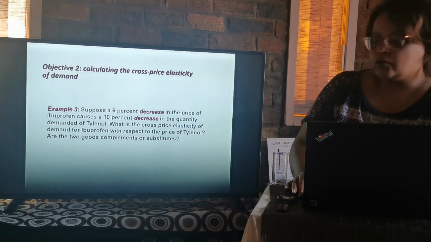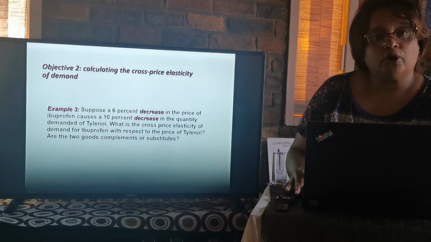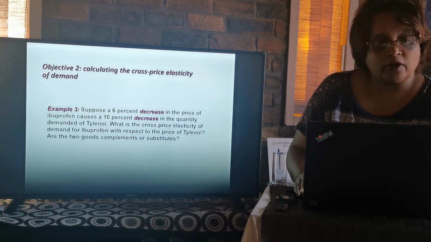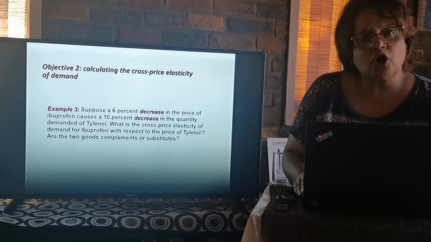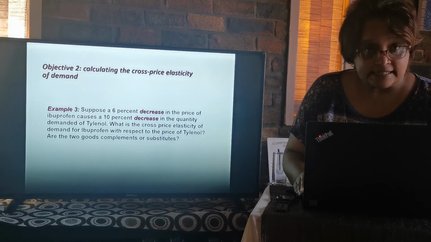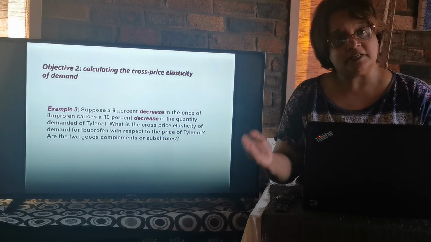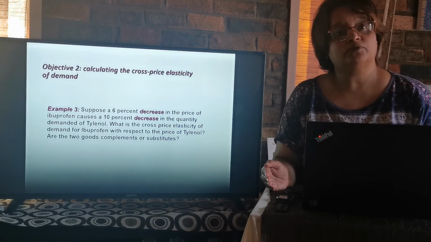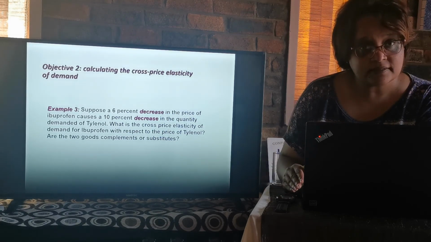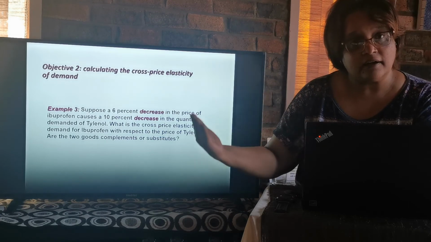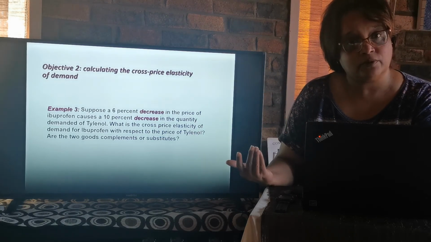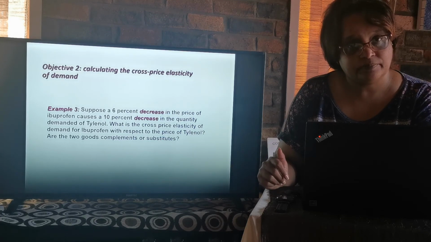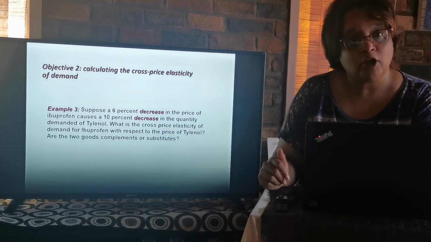Because I'm going to give you your notes as well, you can go through each of these examples. Note well, as long as you understand that a decrease in the one leads to a decrease in the other, it's substitute goods. If a decrease in price leads to an increase in demand for the other, it's a complement good, an inverse relationship.